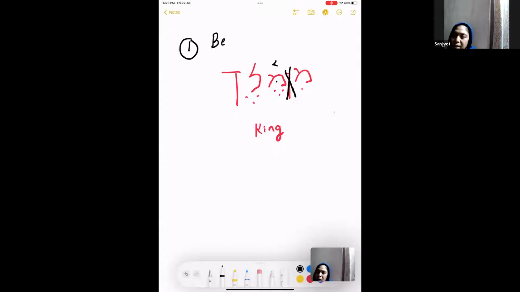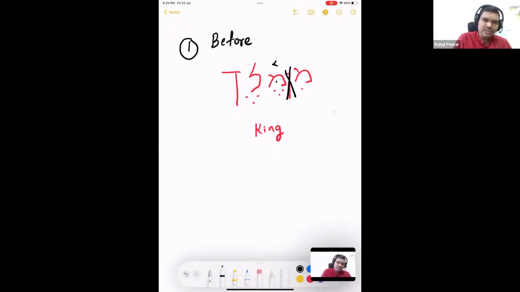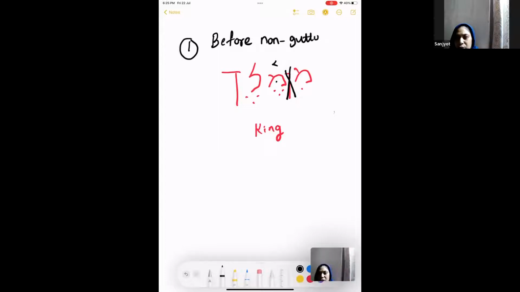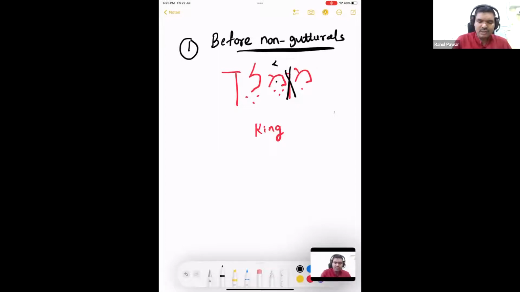But this rule is before the non-guttural. This rule number one is for non-guttural. One more example, there is nahar. Nahar means river. So, like here, if we attach min, it will be from a king. So nahar is river. If I want to say from a river, then mem with hireq and doubling dagesh in the first root letter. So it will be minnahar.